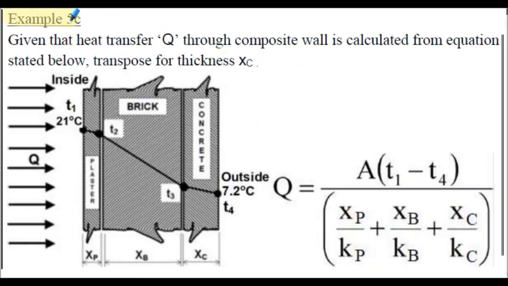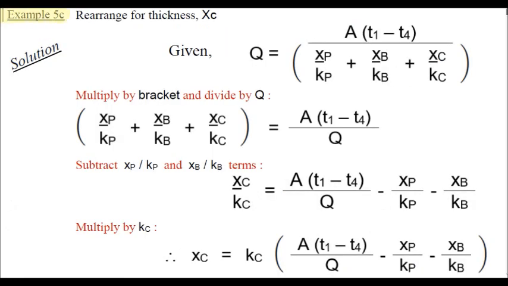Here's example 5, extracted from our heat transfer presentation. We're given the formula for heat transfer Q, and in this particular question we have to transpose for thickness xc. The full work solution is shown on the following slide. Example 5, here's the solution. So transposing for xc, given the equation for Q, here is xc.